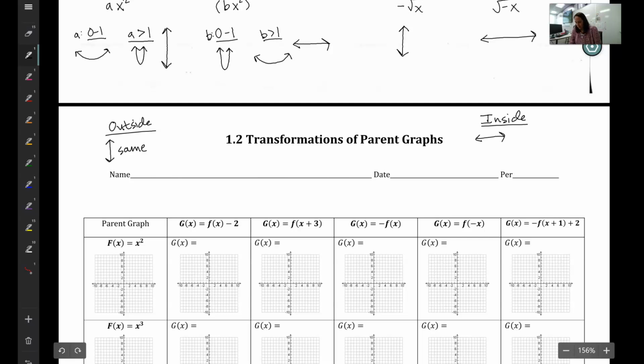Inside moves things left to right, and this is opposite. So a negative actually moves right, a positive moves left, a fraction makes it bigger, a whole number makes it smaller. It's counterintuitive to what you think. And if you can remember those rules, you can do all of this. In the next video, we'll start to practice some examples.